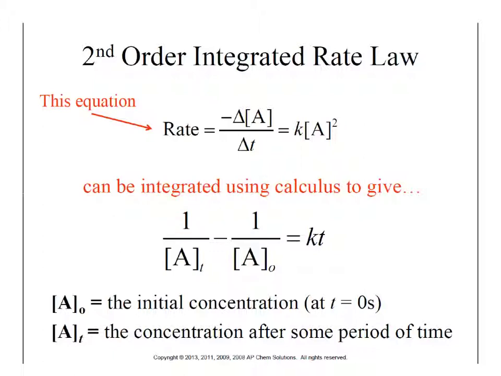And in this case, we have 1 over the concentration at time t minus 1 over the initial concentration, and that's equal to the rate constant times time. So unlike the first order reaction that used the natural log, this one just uses the inverse, or 1 over. And again, this equation is given to you on the AP sheet, but it is not labeled as the second order rate law. You need to instead remember which one's the first order, which one is the second order.